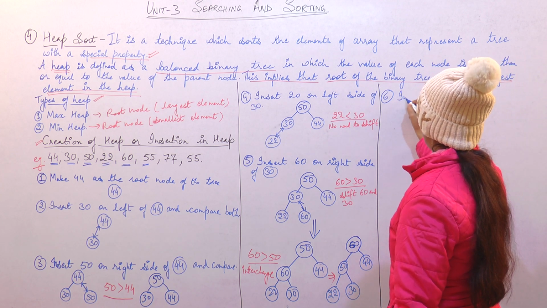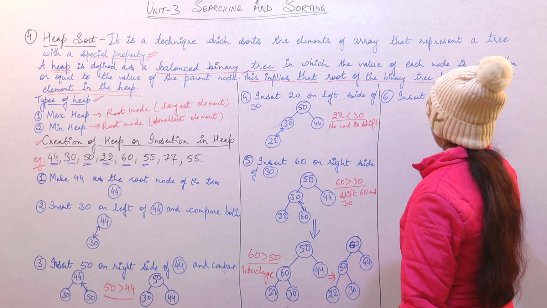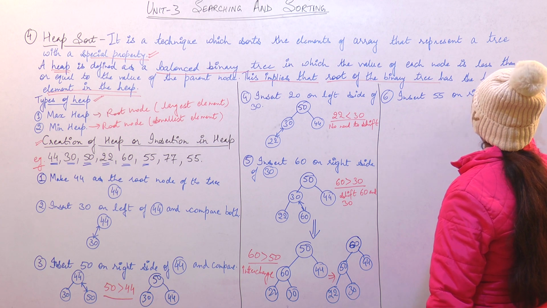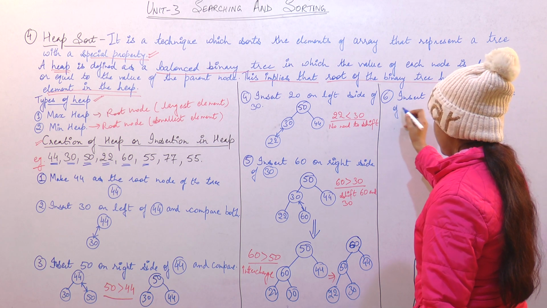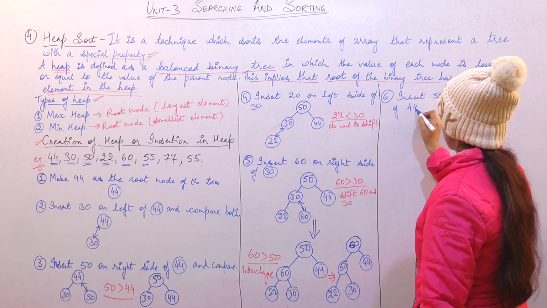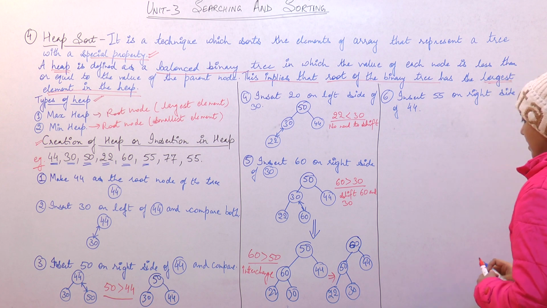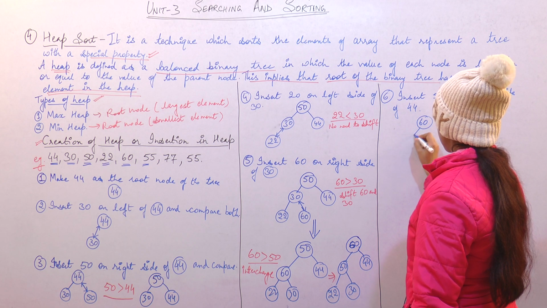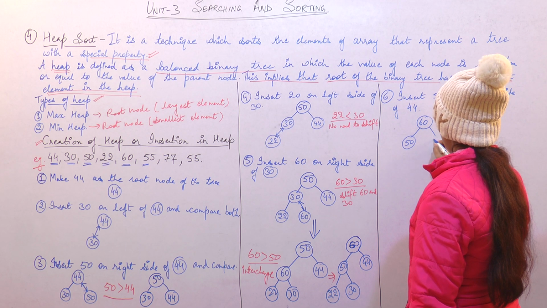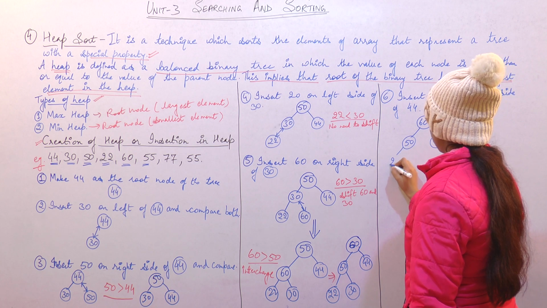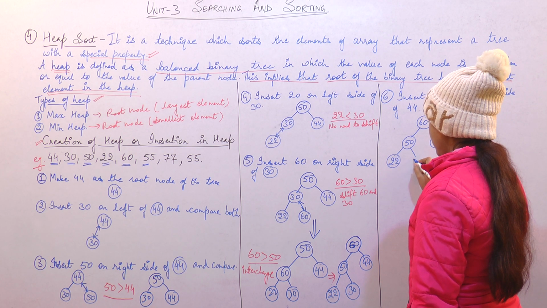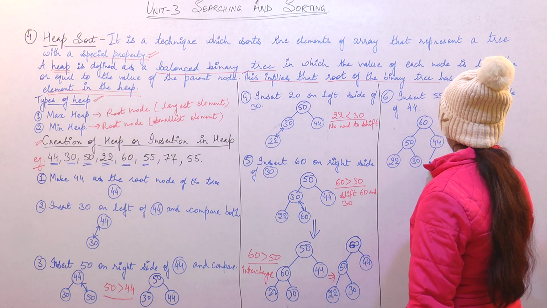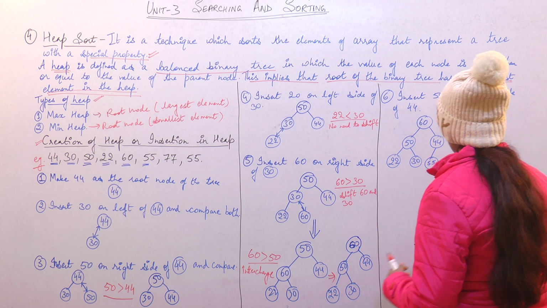So we will insert 55 on the right side of 44, so that we can get a balanced binary tree. So we are having root node as 60, left child 50, right child 44, its left child 22, and right child 30, and the child of 44 is now 55.